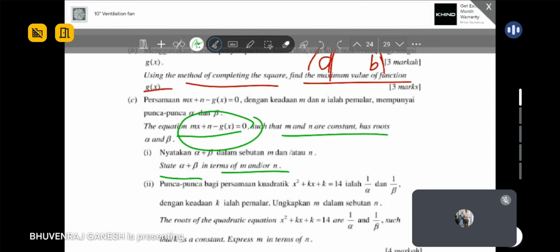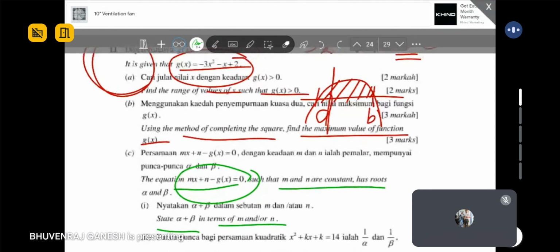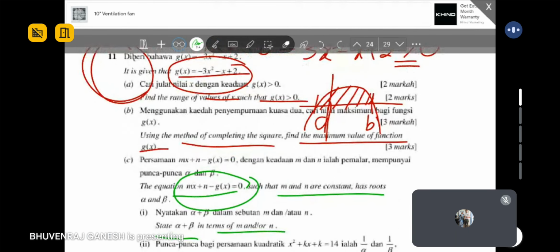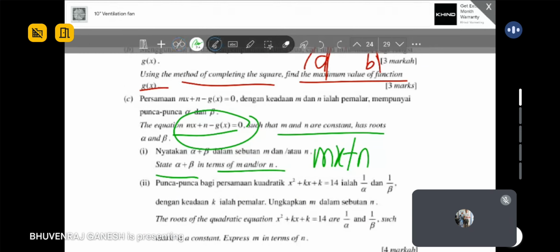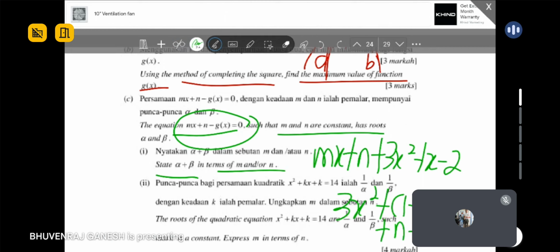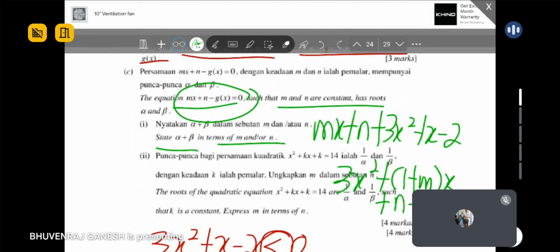Okay, so this is the equation. Okay, so you have to start first lah. Okay, so just substitute gx. Okay, so mx plus n and then minus gx. So you will have plus 3x squared plus x minus 2. Okay, so you will have 3x squared plus 1 plus mx plus n minus 2. Okay, this is your gx. Your final equation. Ini adalah persamaan akhir.